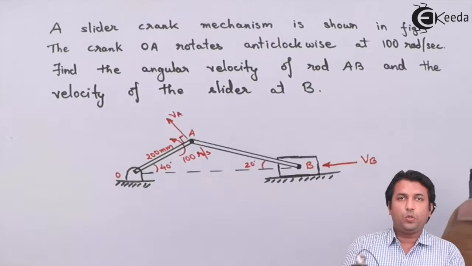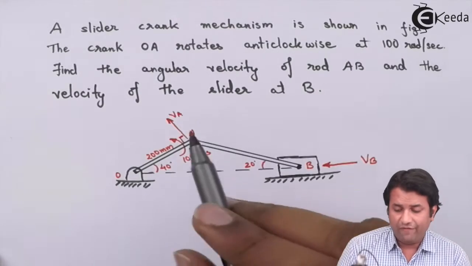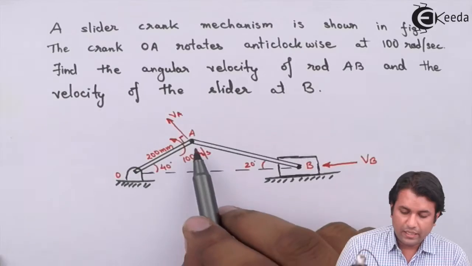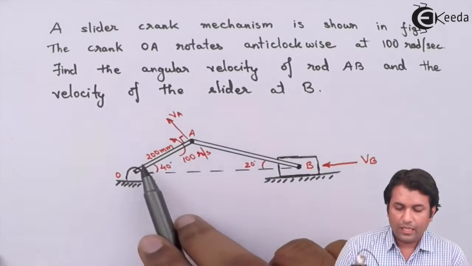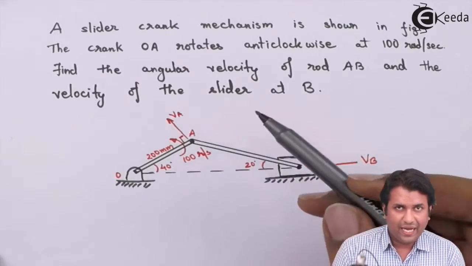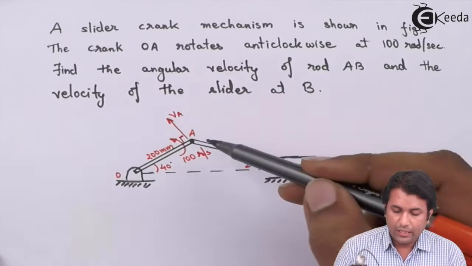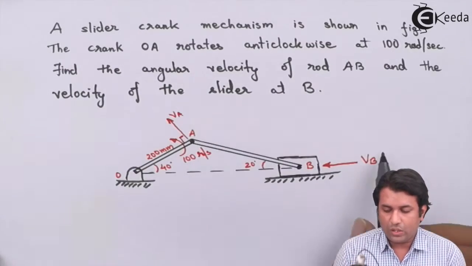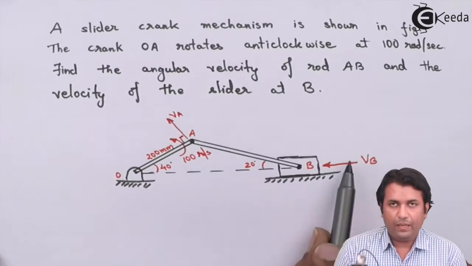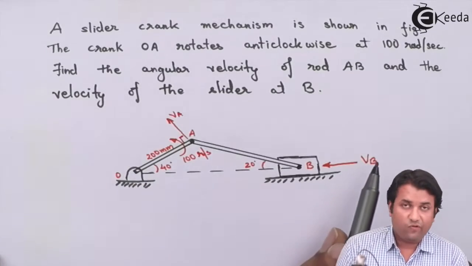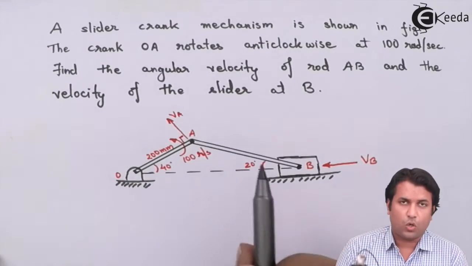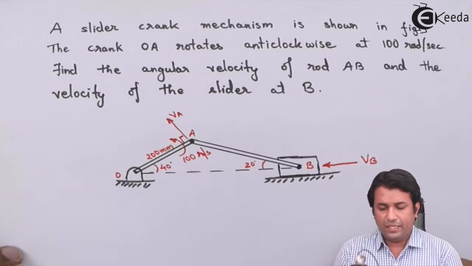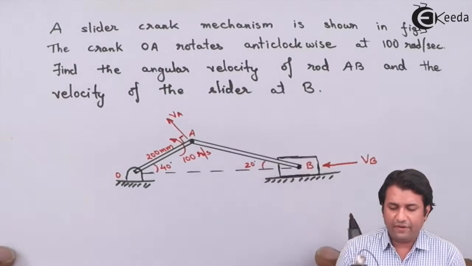Now what we need to do is find out the velocity of this point A first by using the relation that we have over here. Then we will locate the ICR for this rod AB, and then we'll find out the velocity VB. But before that we'll need to find out the angular velocity of the rod AB. So the first step is I'll locate the ICR first.